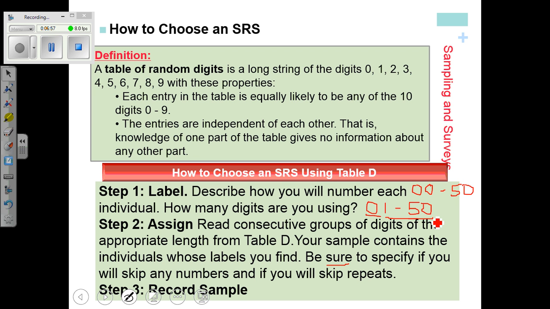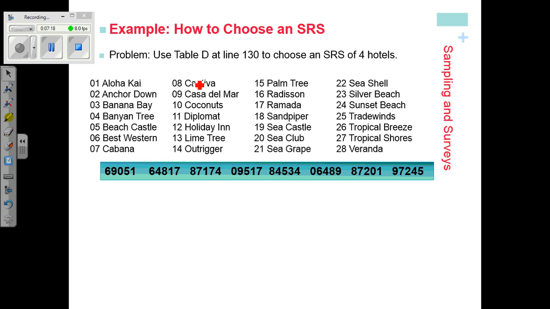And if you need to skip, repeat. Of course, if we're designing a sample, we generally don't want to draw the same name twice. So if we hit the number again, we would skip over it. And don't forget step 3, which is to record your sample. Give a list at the end of who or what is part of your sample. Let's go through that real quick.